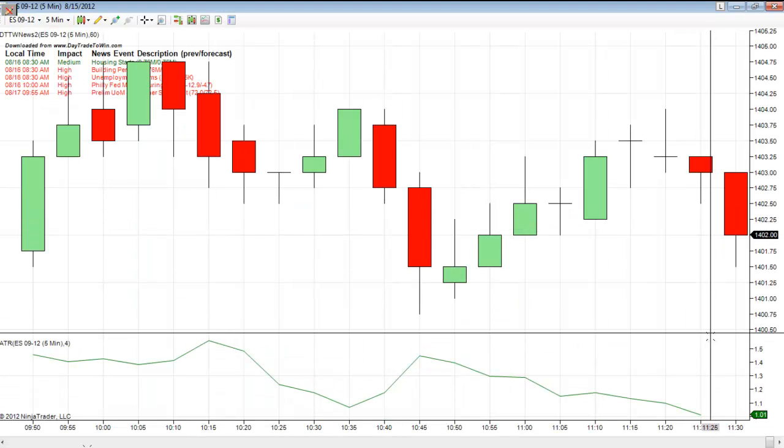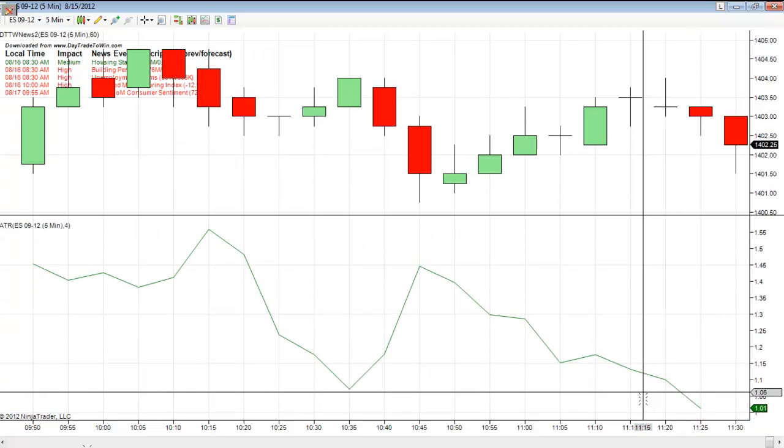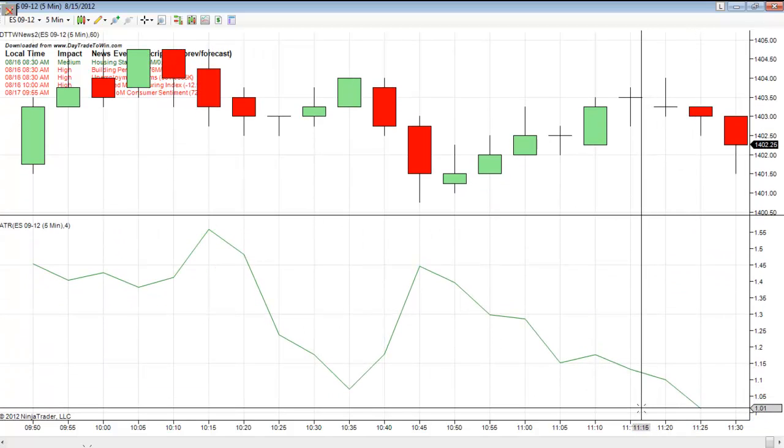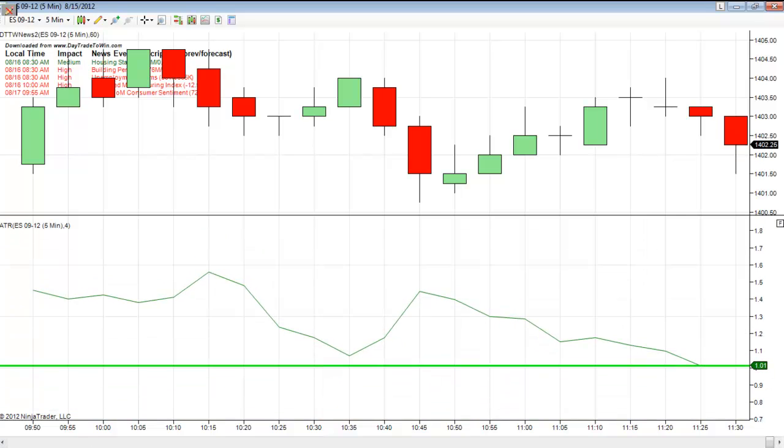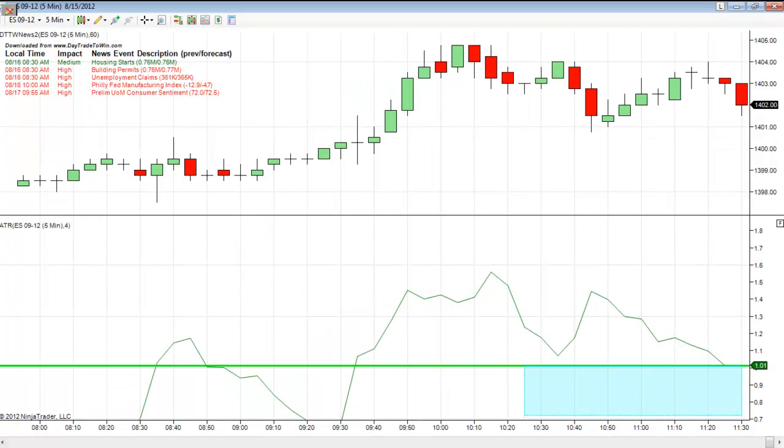Anything less than 4 ticks here, anything less than 4 ticks, don't trade. Okay. Anything less than 4 ticks, you know what you have? Whipsaw. Here's a perfect example.